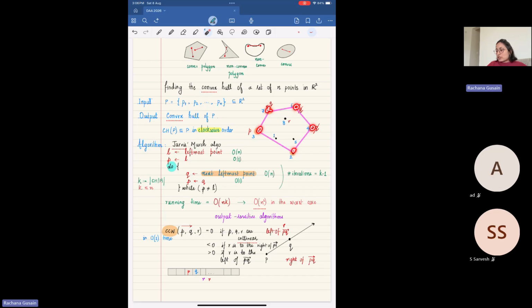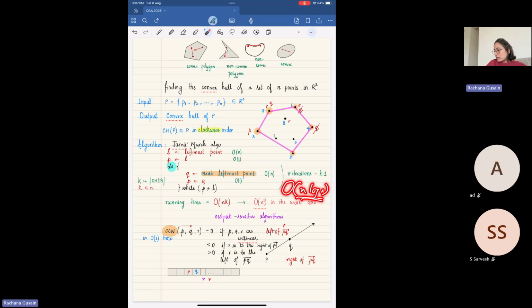And this k can be small, it can be large as well. When k is small, let's say some constant, then Jarvis March is very fast. It's a linear time algorithm. But if k is large, say order n or order root n, then it becomes really slow. So there is another algorithm by Graham, known as Graham's scan, and this algorithm has a running time of n log n.